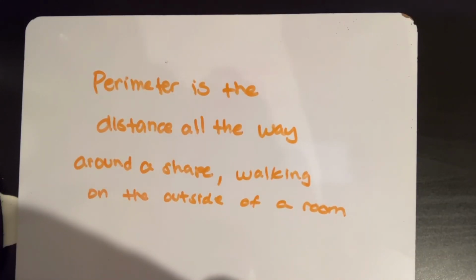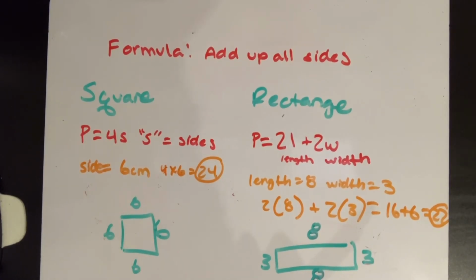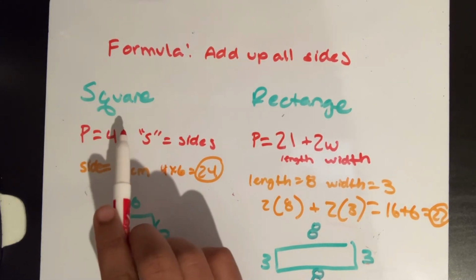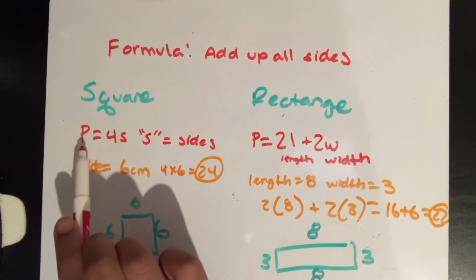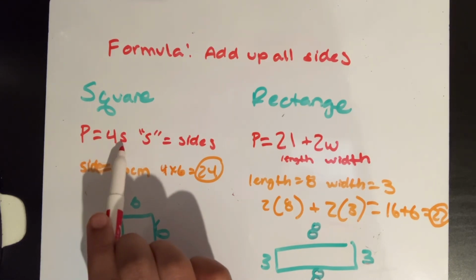Perimeter is the distance all the way around a shape. A good example is walking on the outside of a room. In perimeter, the formula is to add up all sides. There is no general formula in perimeter, unless all the sides are the same length. In a square, the formula is perimeter equals 4s.